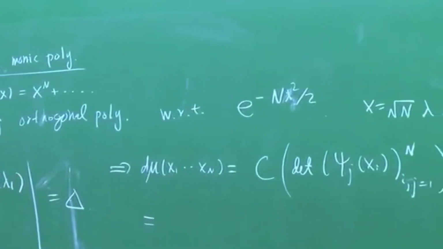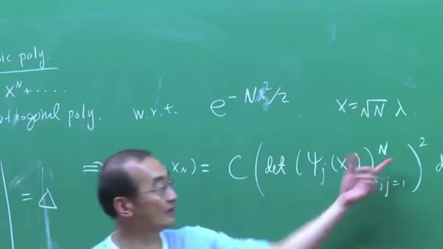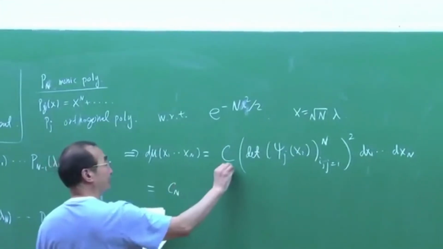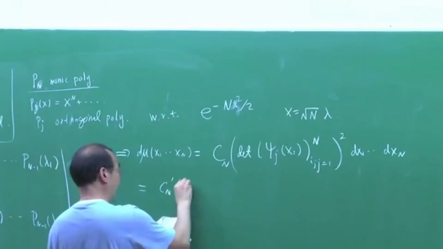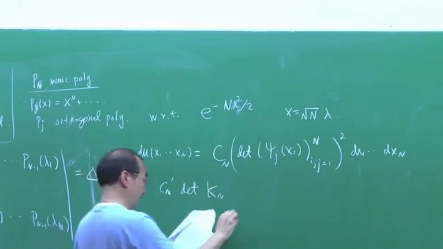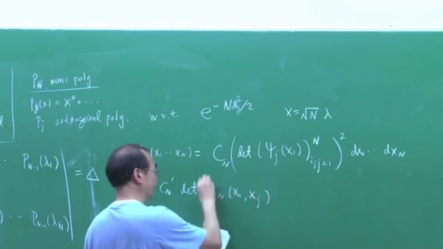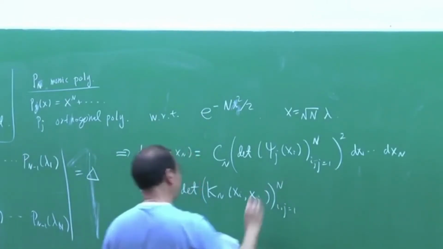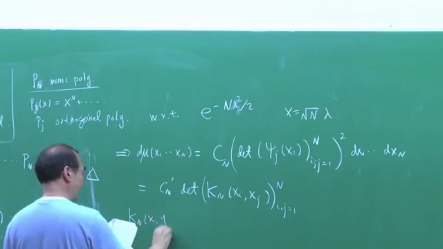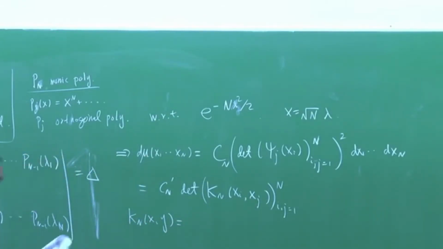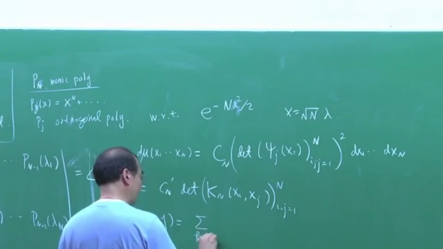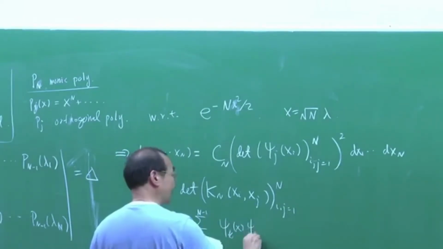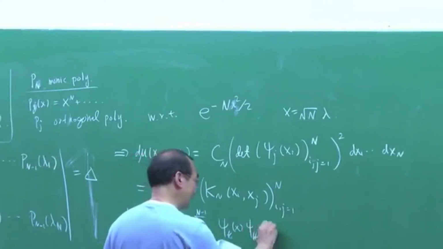And then you can multiply out this determinant square, because the square you can take the matrix square, and then this will become another constant, prime, times determinant kn xi xj, i, j from 1 to n, and this kn of x, y is equal to summation k from 0 to n minus 1 of psi k x and psi k y.